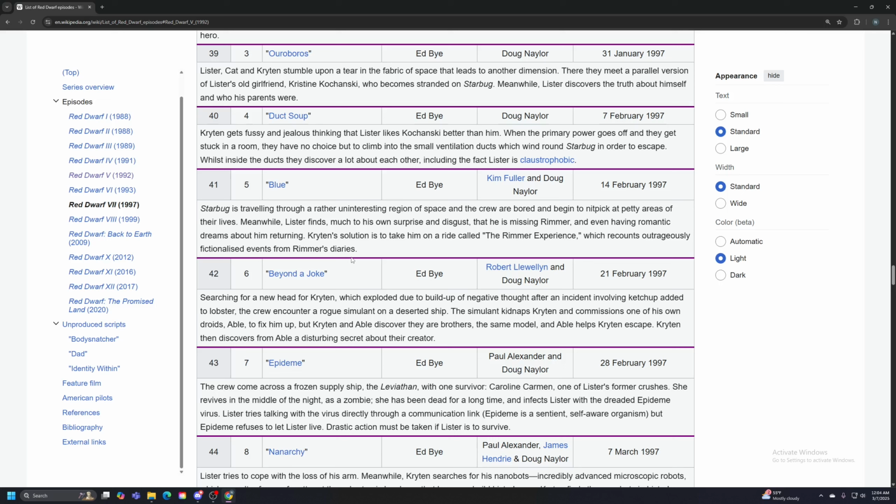Episode 6, Beyond a Joke. After searching for a new head for Crichton, which exploded due to the buildup of negative thought after an incident involving ketchup added to lobster.